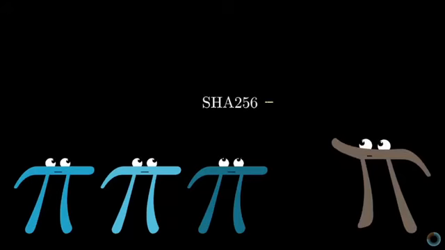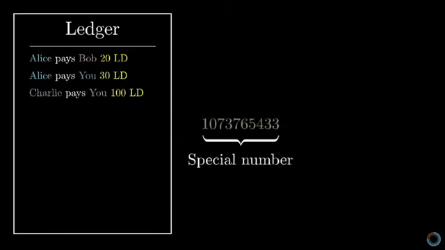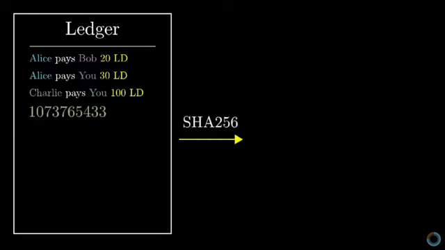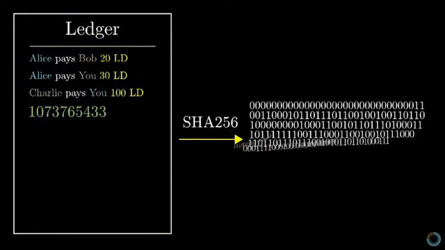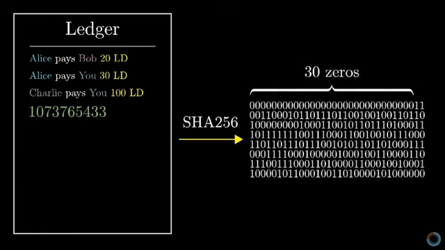can prove that a particular list of transactions is associated with a large amount of computational effort. Imagine someone shows you a list of transactions, and they say, hey, I found a special number so that when you put that number at the end of this list of transactions and apply SHA-256 to the entire thing, the first 30 bits of that output are all zeros. How hard do you think it was for them to find that number?